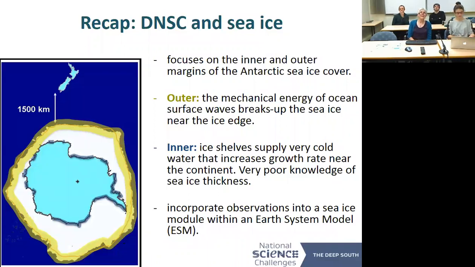So just to recap, on the Deep South National Science Challenge and its sea ice component, I've tried to say that the sea ice part is looking at the outer and inner margins of the sea ice cover, and that's mostly because that's where we have expertise, but they are also probably a very important contribution. The aim in the end is to be able to incorporate observations into an Earth system model, the New Zealand Earth system model, we hope it will be. And the final point is just to remind you that at present, the sea ice is only 1,500 kilometers away if you live on Stewart Island.